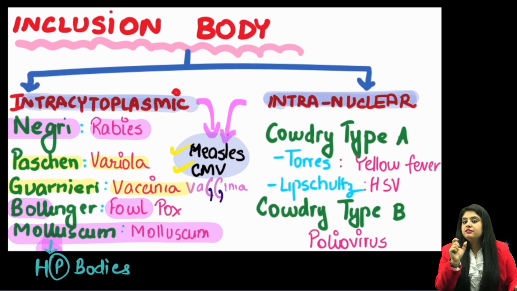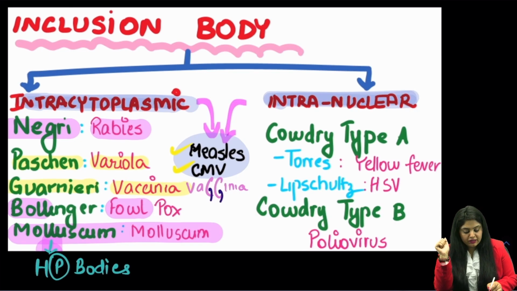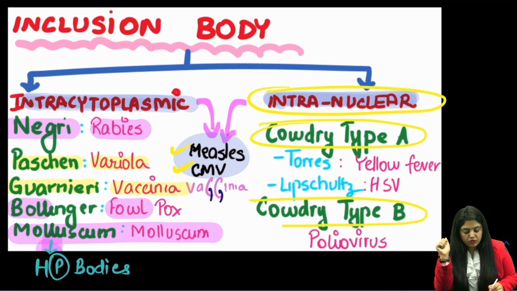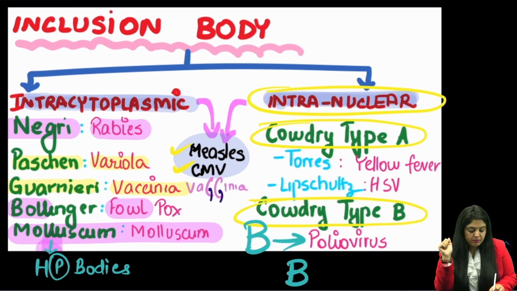point also, why measles and CMV, because they have intranuclear and intracytoplasmic inclusions. Coming to the next one, in intranuclear we have Cowdry type A and then we have Cowdry type B. So remember B looks like a P, so in polio virus there is Cowdry type B. B and P look almost the same, so that is done.